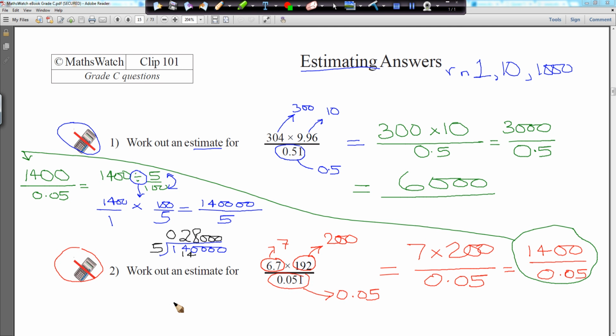So that's our estimate. That took us a bit of time, but it's worth it. We still didn't do anything that was so taxing that we needed some mad techniques. We're just showing you how we deal with the 0.05. 28,000 is an estimate for that particular answer.